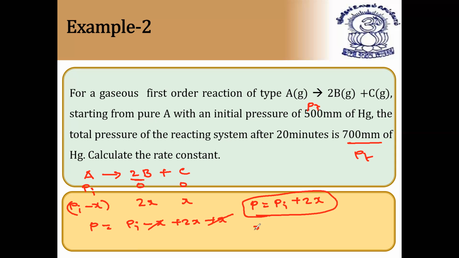By this you can write 2x is equal to P total minus Pi. Sorry, here you have to write P total. So 2x is equal to Pt minus Pi, so x is equal to Pt minus Pi by 2. So substituting these values in the equation, you'll get the answer.